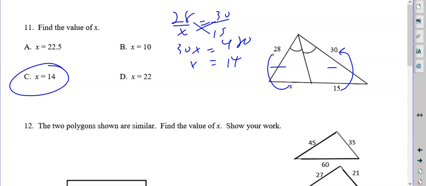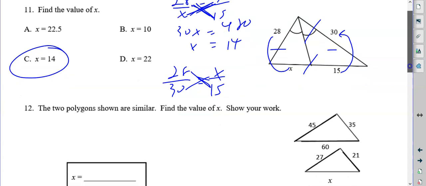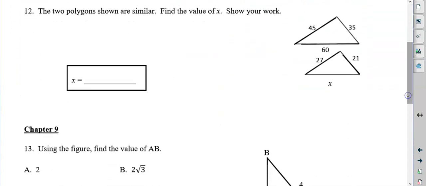Okay? Now, the other way you could have done this that would not have led to the shortcut was you could have put your fractions this way: 28 over 30 equals x over 15. Notice we're still doing 30 times x, just like up here, and 28 times 15, just like up here. It's the same situation. But the other way did lead to the possibility of seeing a shortcut.